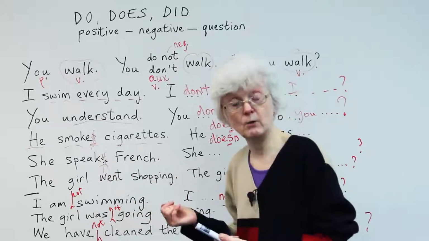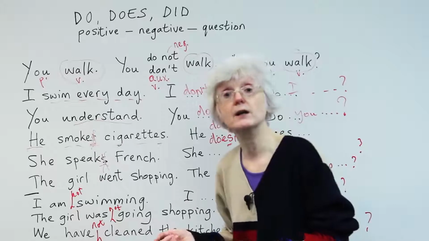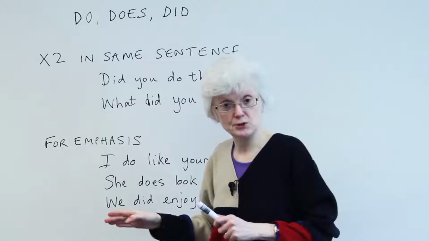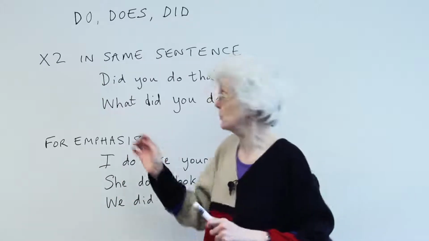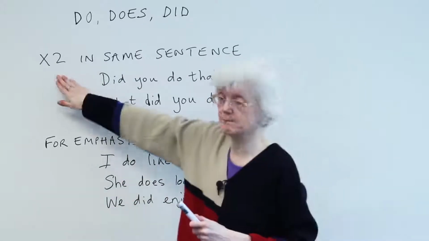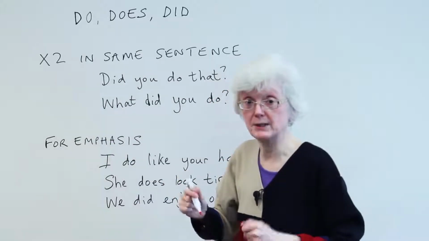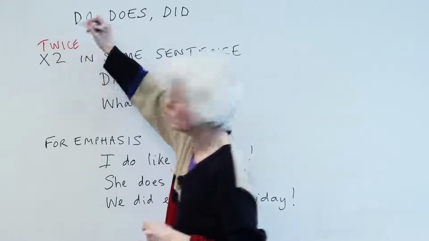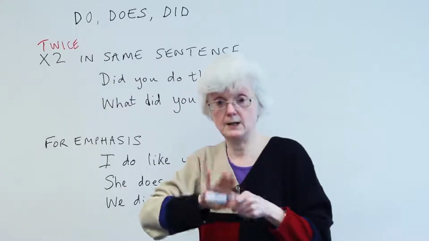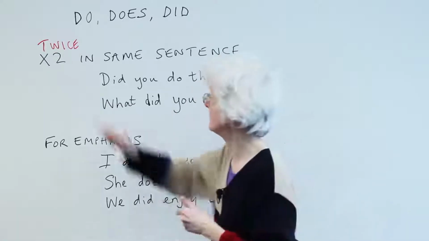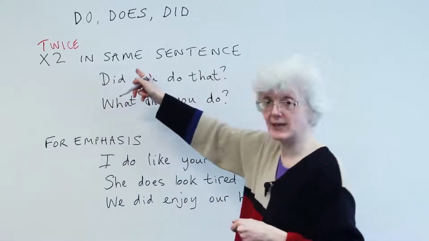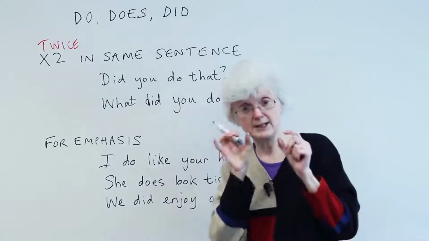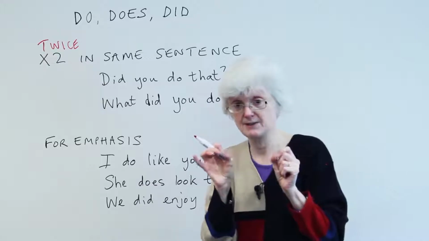And then we're just going to go on and look at another couple of uses of the verb to do. Okay, so let's have a look at two other uses of the verb to do, right? First of all, this, I put x2, but it means twice. Twice means two times, in the same sentence. So the verb to do can appear twice in the same sentence. Okay?